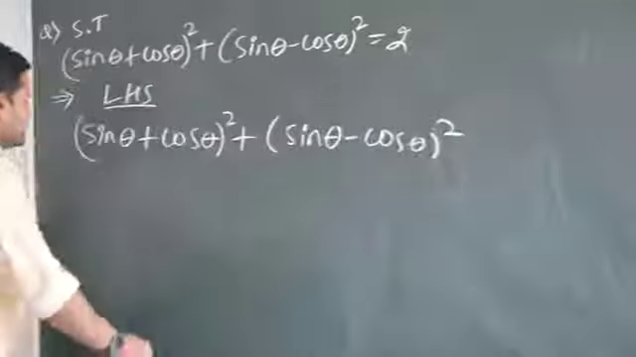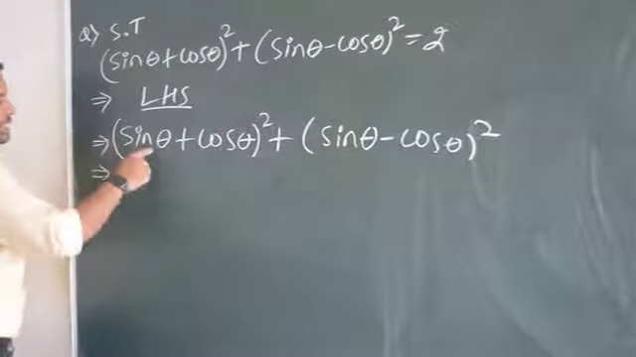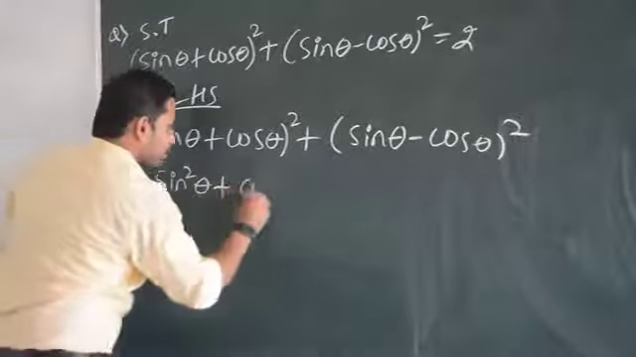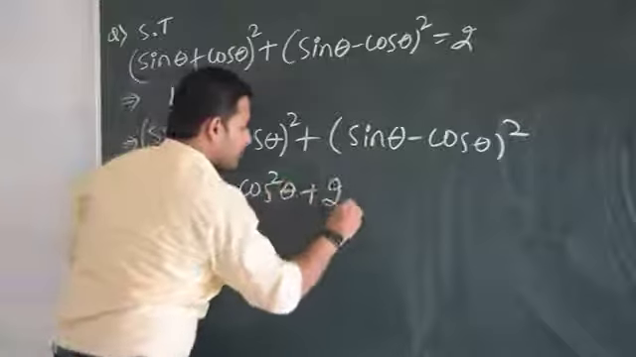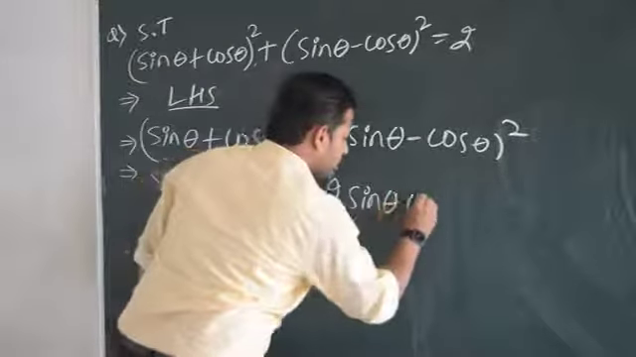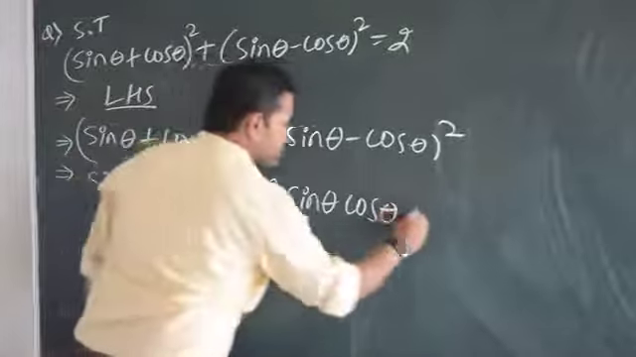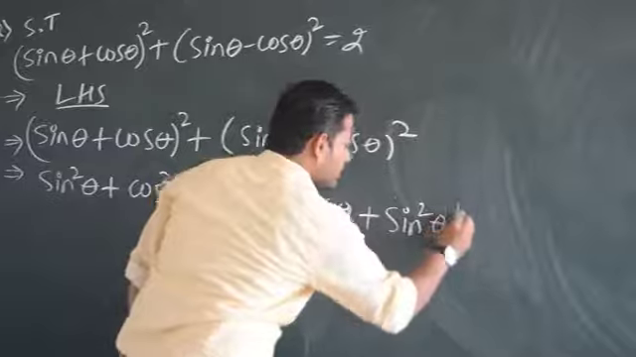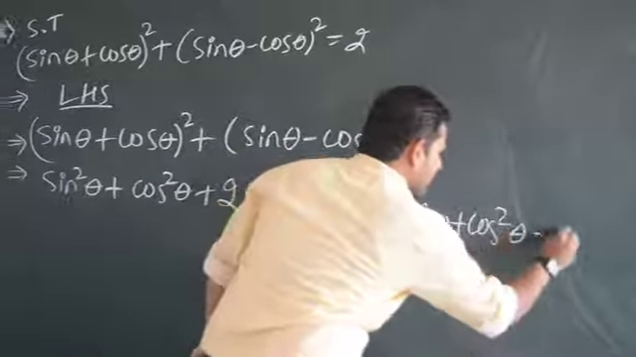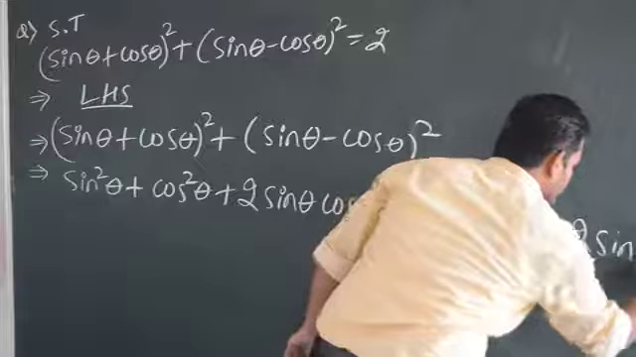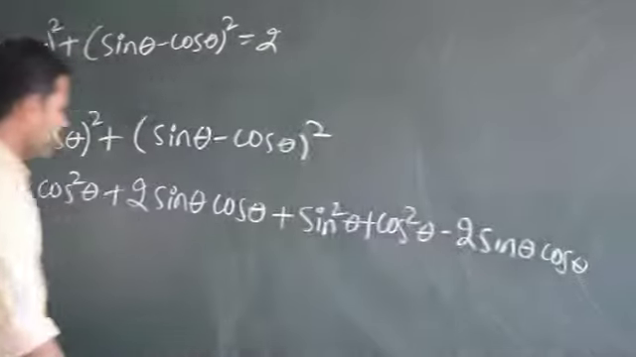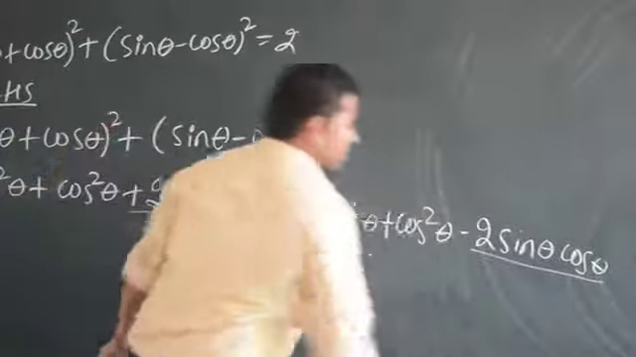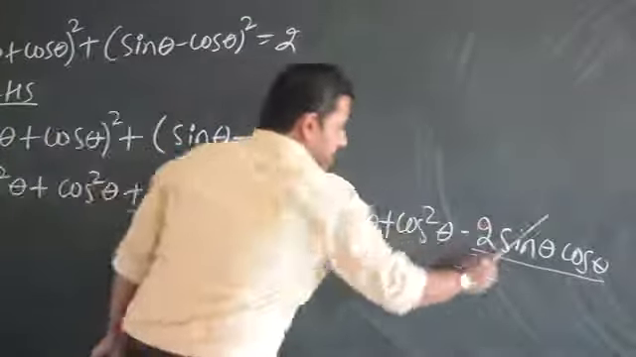Let us expand. This is a plus b whole square, right? A plus b whole square becomes a square plus b square plus 2ab, that is 2 sin theta into cos theta. Again I have plus here, that is fine. A minus b whole square becomes a square plus b square minus 2ab, that is 2 sin theta into cos theta. Is it alright? Now when you observe, this is plus 2 sin theta cos theta, this is minus 2 sin theta cos theta, they get cancelled. Very simple, right?